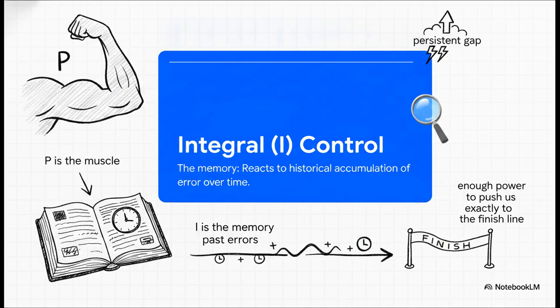To fix that persistent gap, we bring in I. If P is the muscle, well, I is the memory. Integral control looks backward in time to add up all your past errors. It basically says, hey, we've been sitting 0.2 feet below our target for 5 seconds now. I'm going to build up enough power to push us exactly to the finish line.